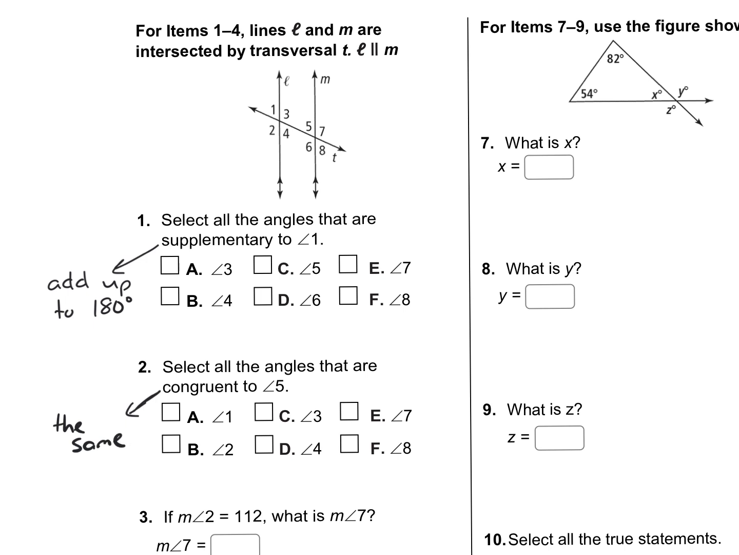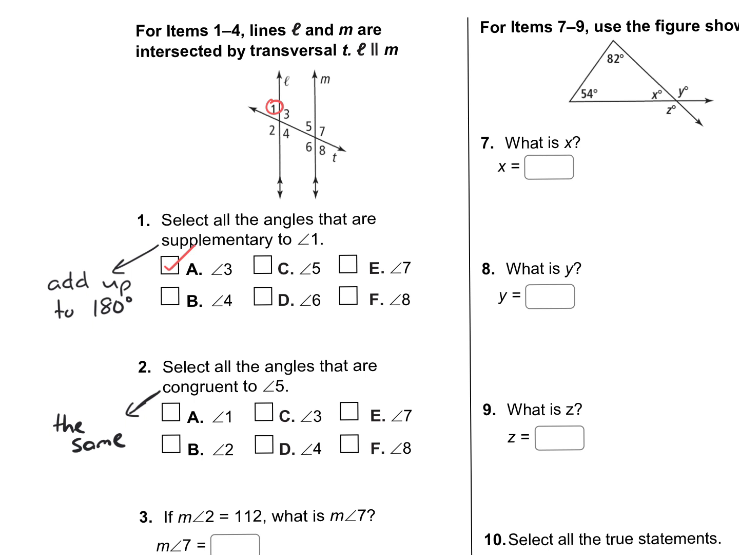Okay, so let's look at number 1. We're talking about angle 1 here. So I'm going to go through each one, and we're going to see if it's supplementary or not. Is angle 3 supplementary to angle 1? Yes. What's the relationship there? Adjacent. Yep, adjacent angles add up to 180. Good. What about angle 5?